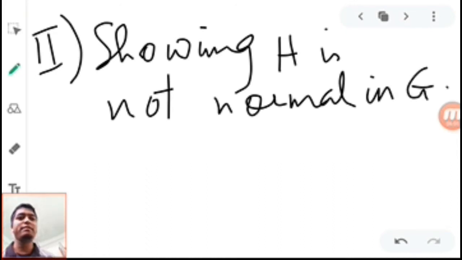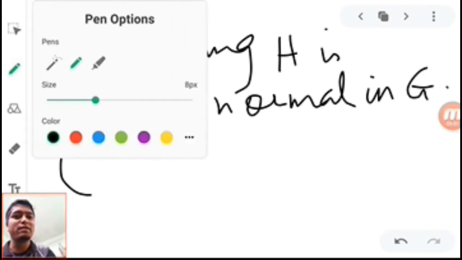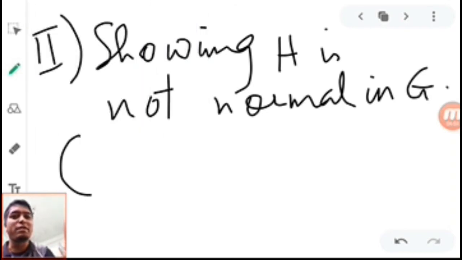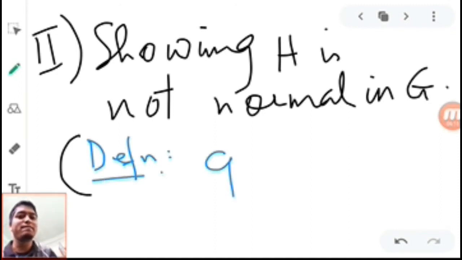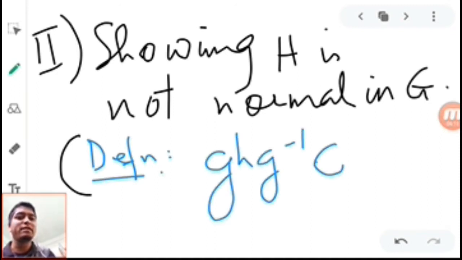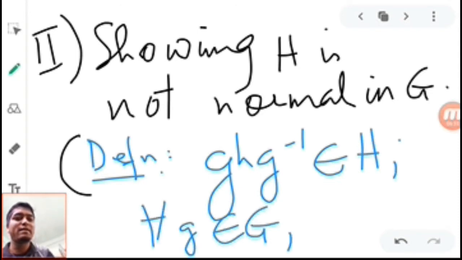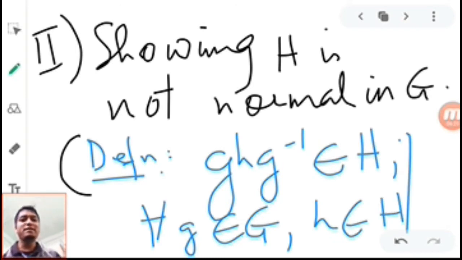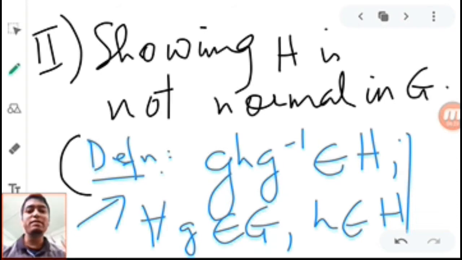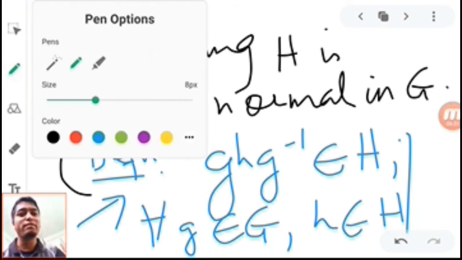So how will we do this? If you remember the definition of normal, I will write it over here, maybe with another pen. This is not part of the proof, it is just a recollection. The second condition was g h g inverse belongs to H for all g belongs to G, h belongs to H. This definition we will use when we have to prove that a subgroup H is normal. But now we have to show that it is not normal.